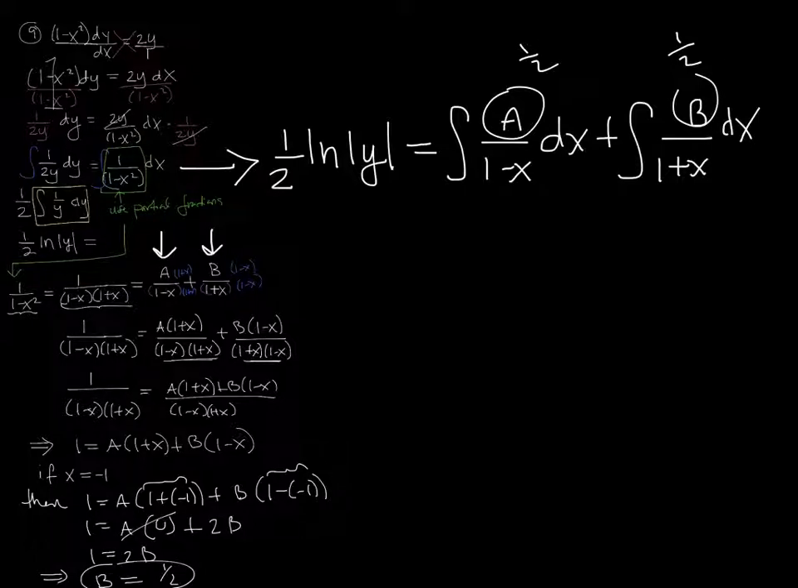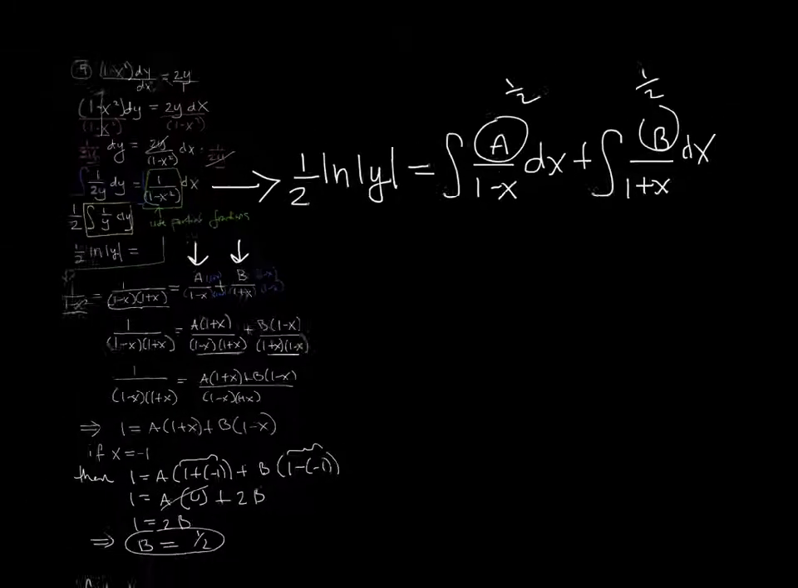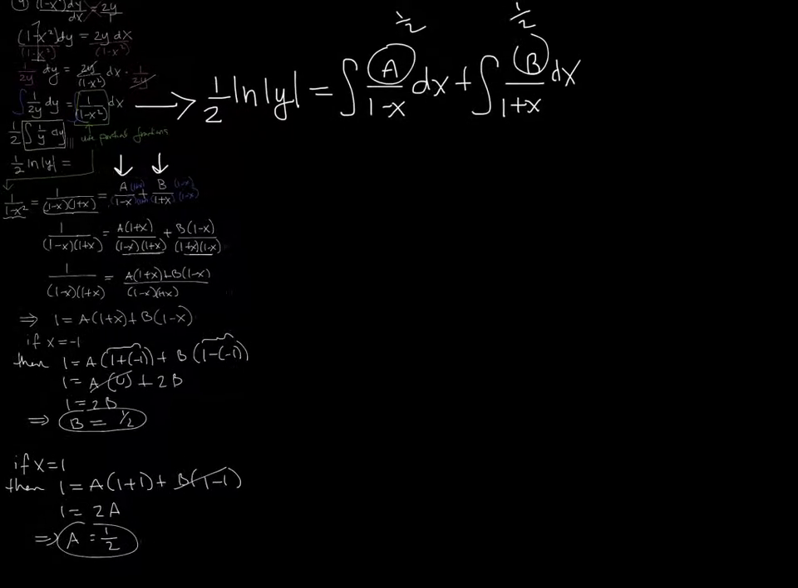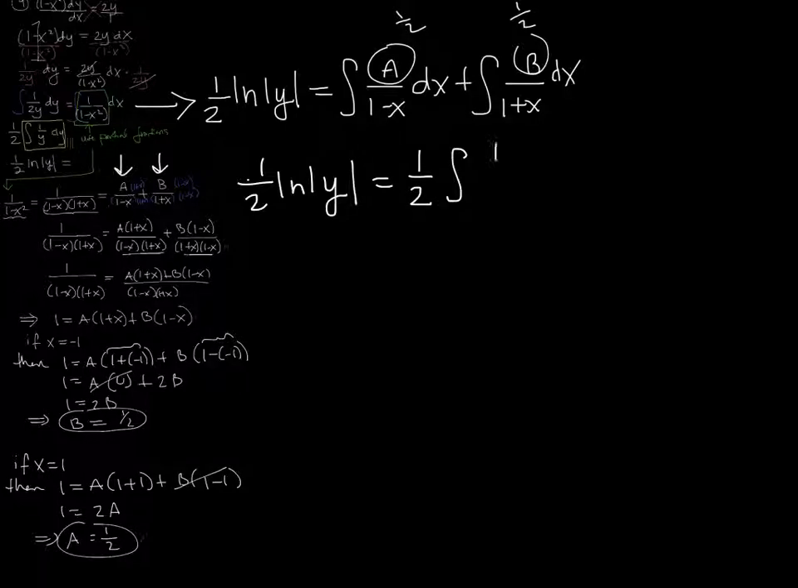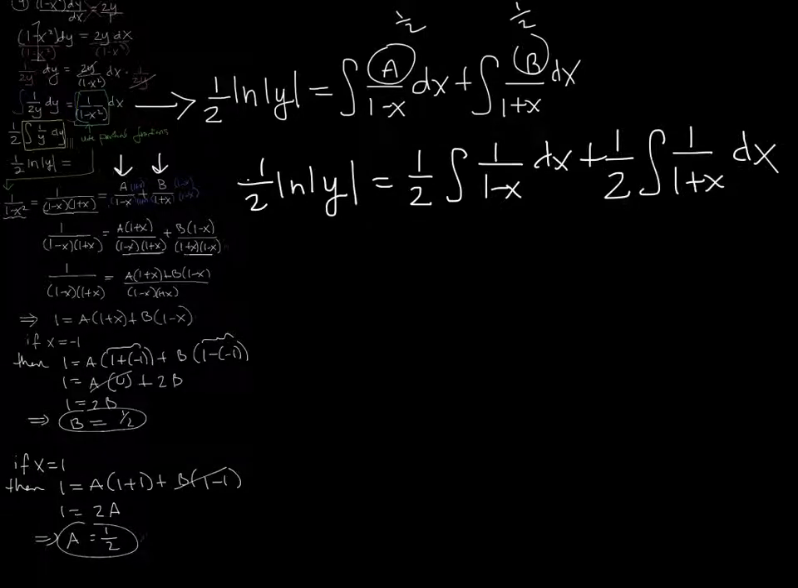Now I can replace those halves in there. So doing that, we have 1/2 ln of y equals, and I'm going to take that half and bring it outside just because it's a constant. So 1 over 1 minus x dx plus again that half, the integral of 1 over 1 plus x dx. Okay, so now, again, this is the same times a half.